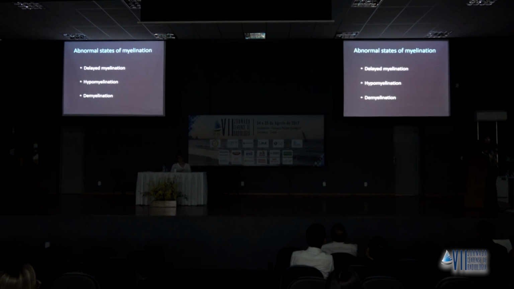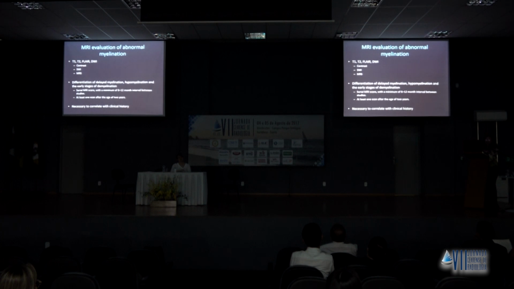So there are three abnormal states of myelination: delayed myelination, hypomyelination, and demyelination. And the way to evaluate myelination on MRI is you want to do your basic T1, T2, FLAIR, diffusion imaging, but contrast, susceptibility weighted imaging, and spectroscopy can add additional information that can help us make the correct diagnosis.